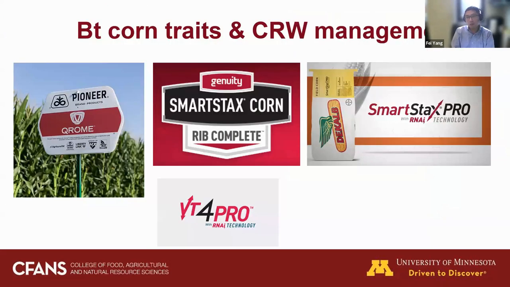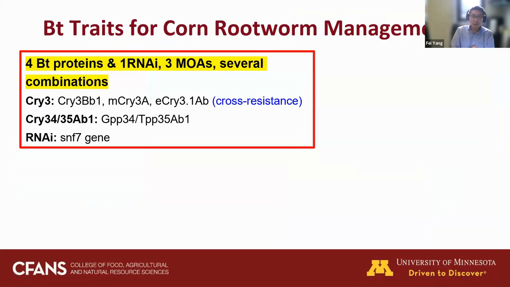First, I would like to give a little update for the management of corn rootworm using Bt traits. Here I summarize all the traits for Bt, and right now in the market, we have 4 Bt proteins and 1 RNAi technology, and these 4 technologies total consist of 3 different modes of action. For the hybrids in the market, these are the combinations of these different modes of action.